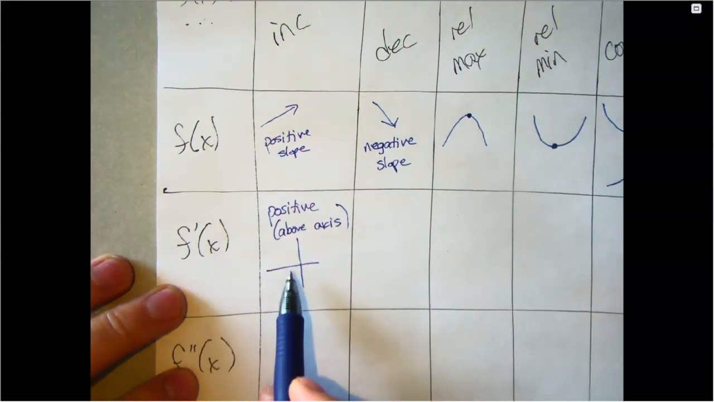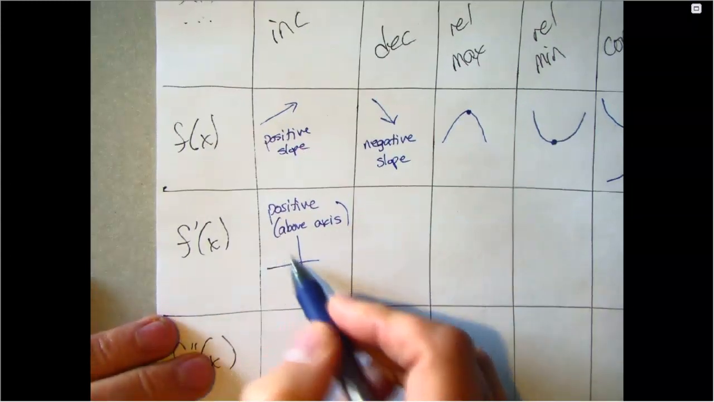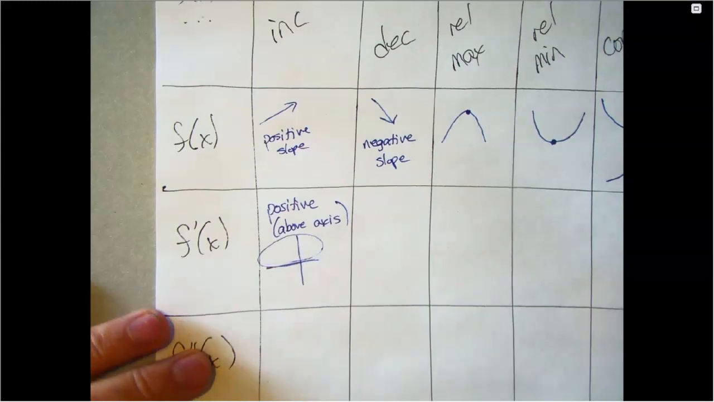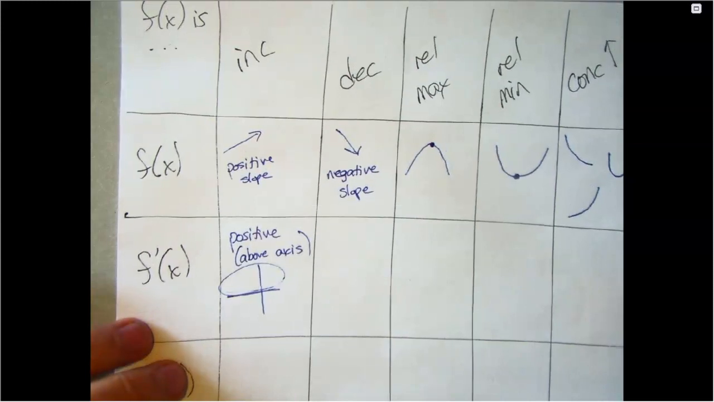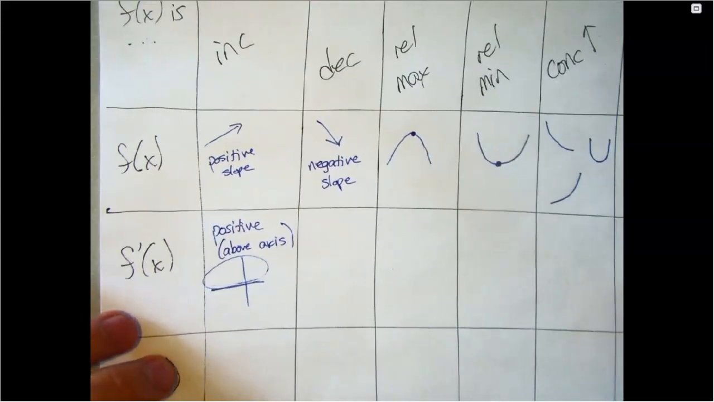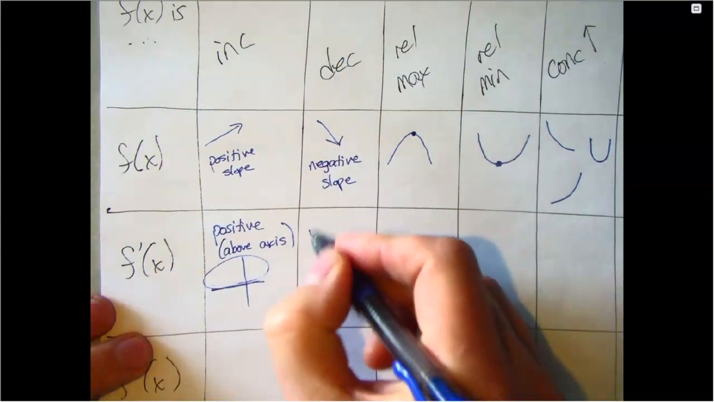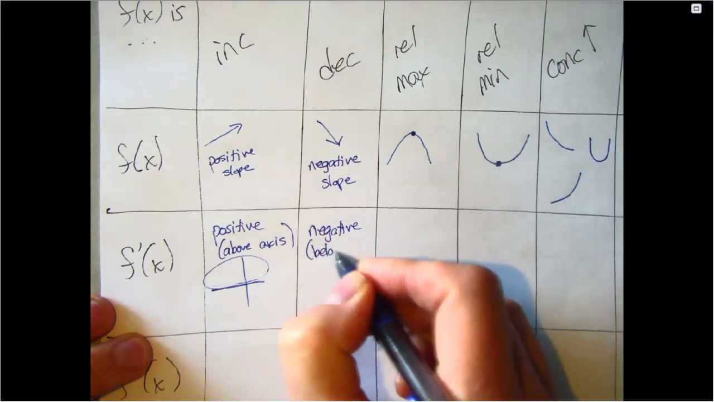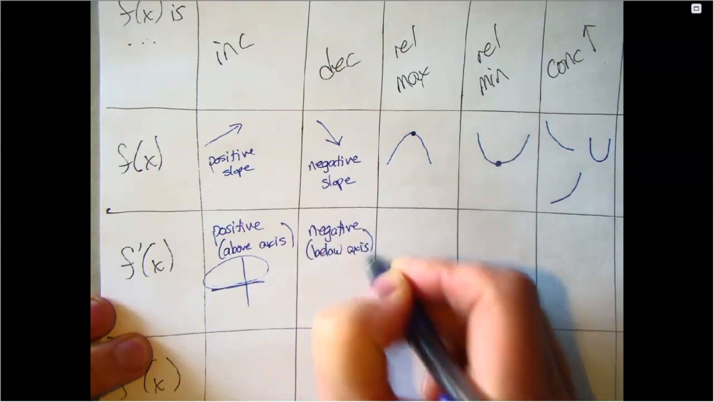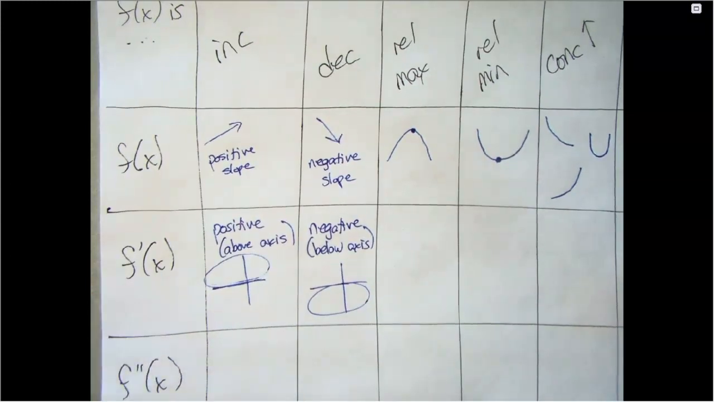I don't know if I want to graph that. Can I just say positive, above axis? It's up to you. It's your sheet of paper. If you want to put something up there, circle the above axis. So decreasing is the opposite, right? If f of x is decreasing, f prime of x is negative. Below axis. If you want to draw a little axis, circle below, in case you forget what below means.